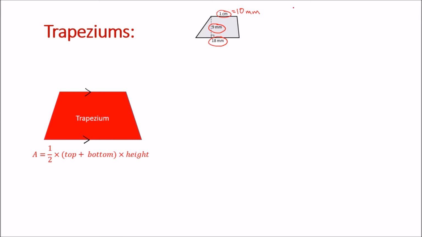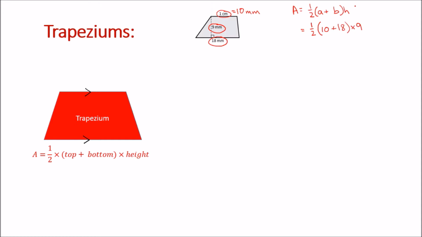So to work this out, first of all, always write in your formula. It's just a great habit to get into. It reinforces what you're working out, and it means that you can just easily substitute in numbers. So half, and in this formula we call the top and the bottom A and B, and we call height H, just like we normally would. So half bracket, let's put in the top, which is 10 millimeters. Let's put in the bottom, 18 millimeters, and then we're multiplying it by the height, 9 millimeters.